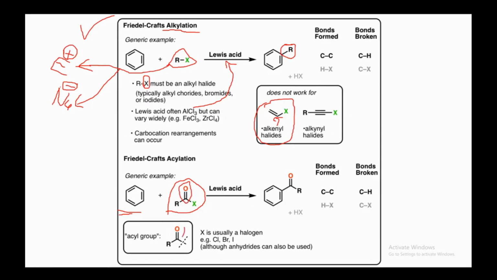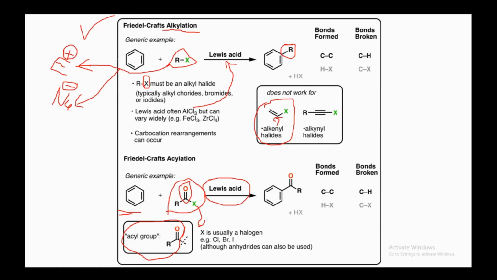This group is called the acyl group, where R is connected with the carbonyl group, and X is usually a halogen which acts as a leaving group. It could be chlorine, bromine, iodine, although anhydrides can also be used instead of acid chlorides. So in this Friedel-Crafts acylation, benzene is acting as a nucleophile, and the acid chloride is acting as an electrophile, and again this is also a Lewis acid catalyzed reaction. So there are a few things common between Friedel-Crafts alkylation and Friedel-Crafts acylation.